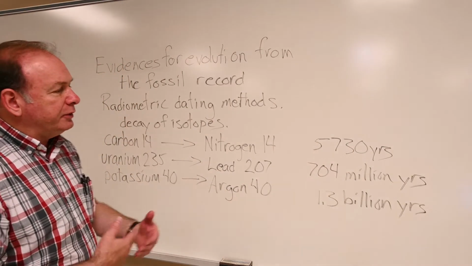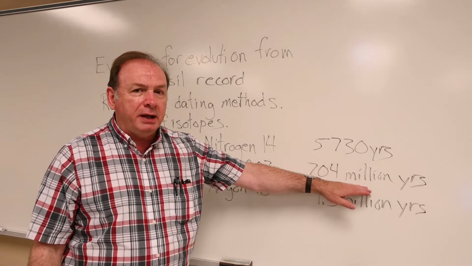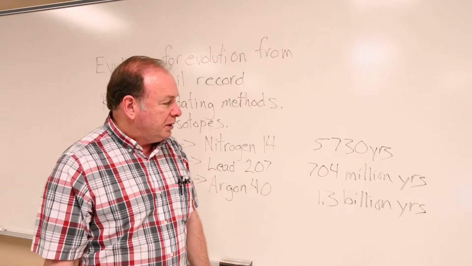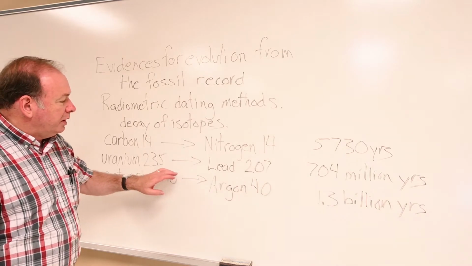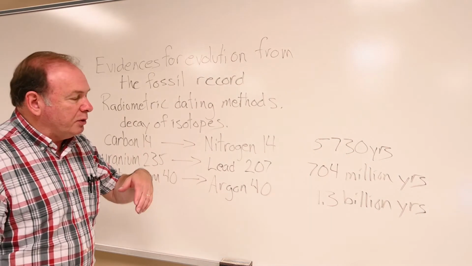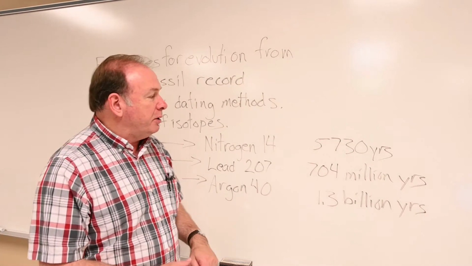So that will account for just about anything on the planet. Anything you want to estimate a date for, if you can find uranium-235 degrading to lead-207 in the sample, then you'll be okay.